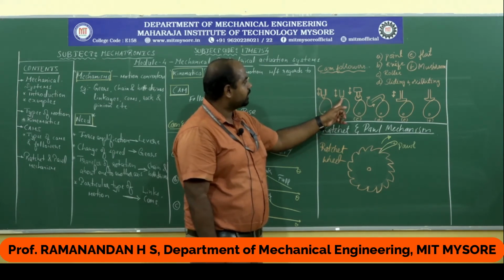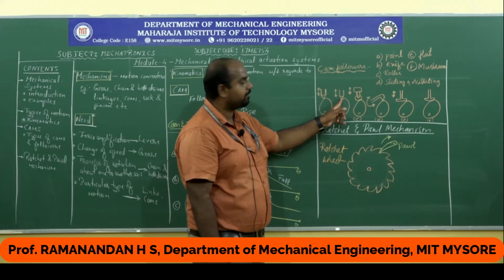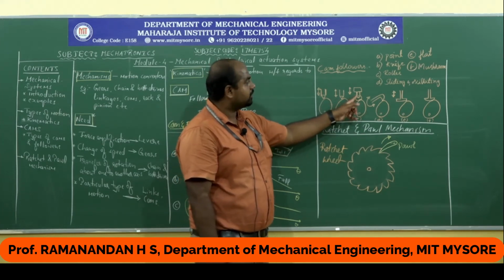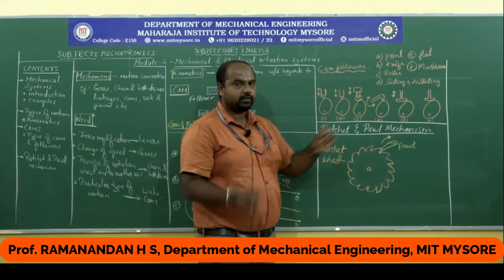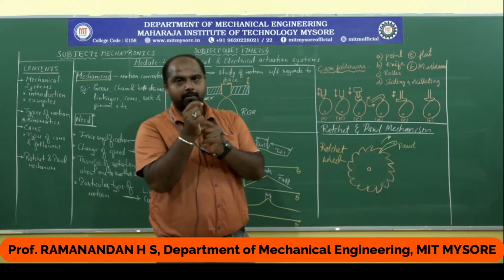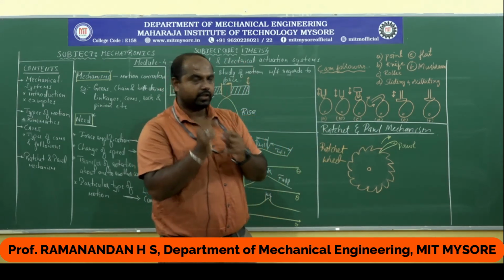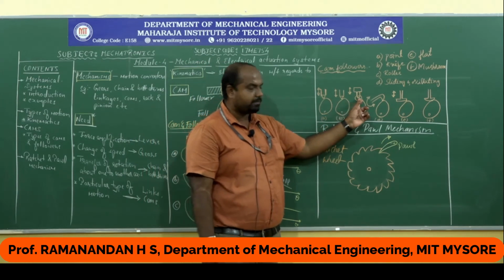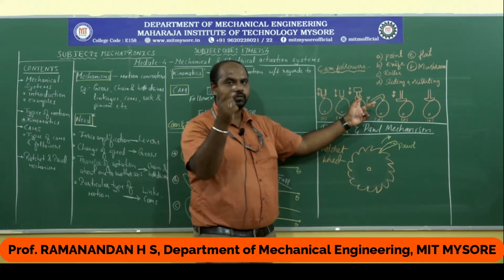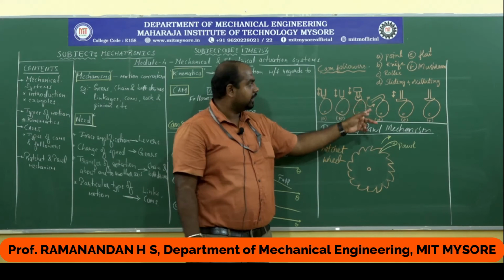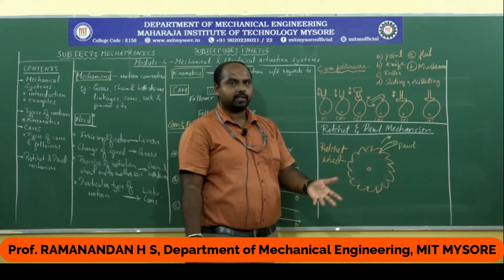So next comes the knife type of follower. The third one is the roller contact. Here it is contacting the surface with a minimum surface contact. That is why this roller type of contact is more efficient. Rolling friction is obviously much less compared to the sliding friction.